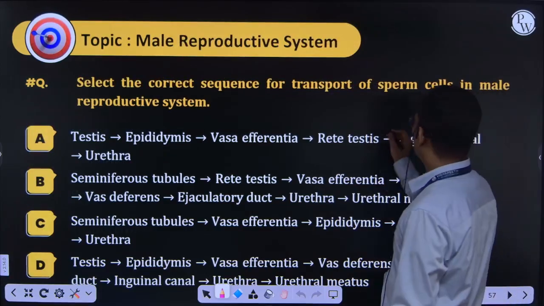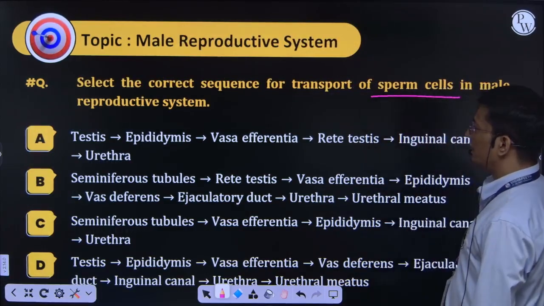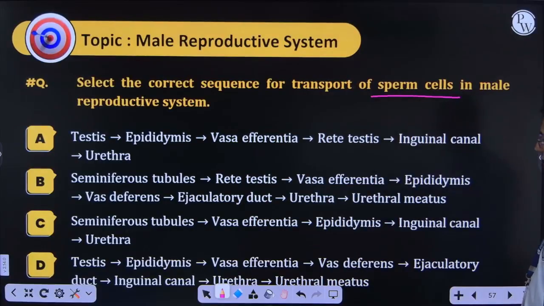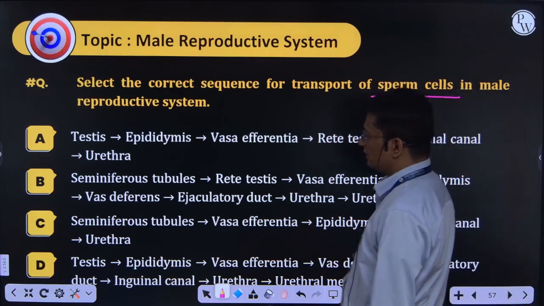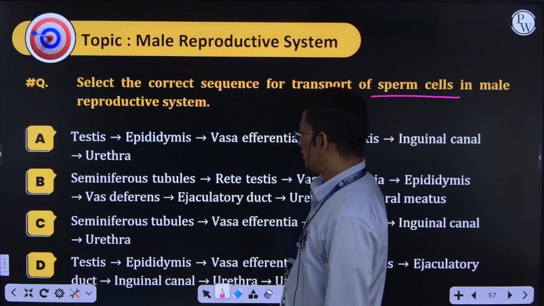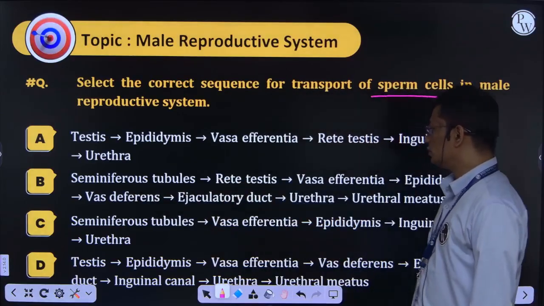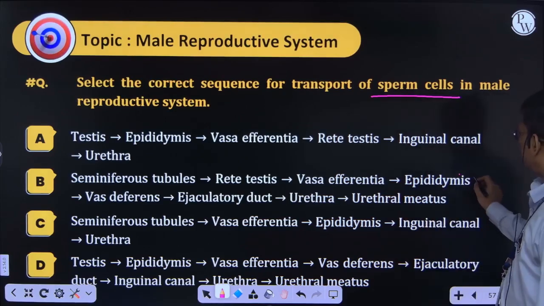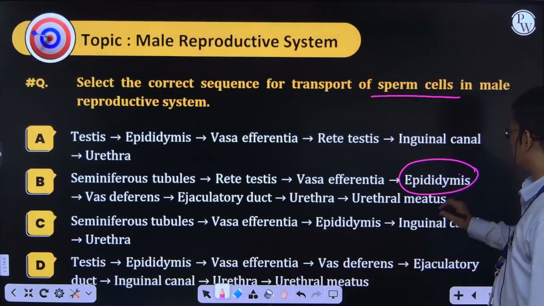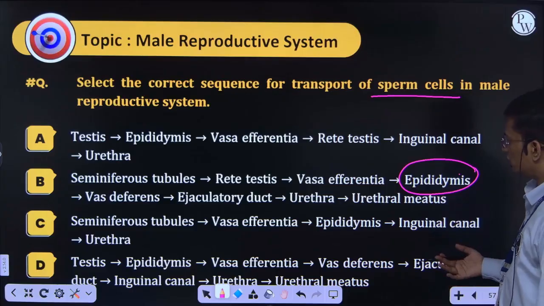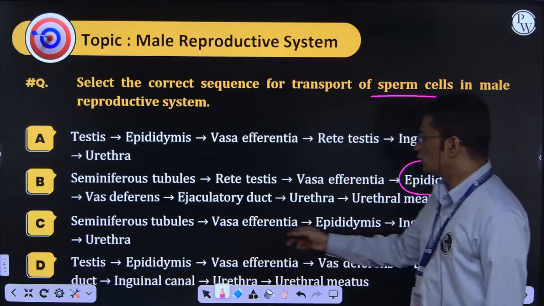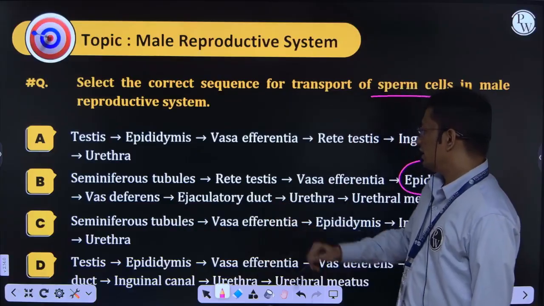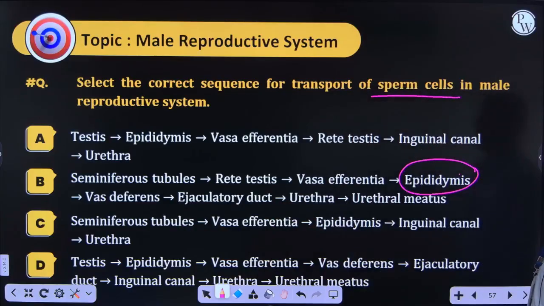Select the correct sequence of transport of sperm cells in the male reproductive system. Starting from the testis, inside the testis there is the seminiferous tubule. From the seminiferous tubule it goes to rete testis, vasa efferentia, epididymis. The epididymis is a structure where storage of sperm and functional maturation of sperm take place. Then it goes to vas deferens, ejaculatory duct, urethra, and urethral meatus.